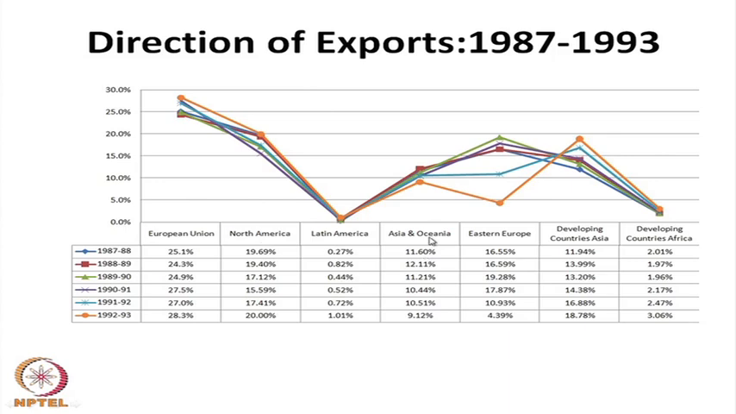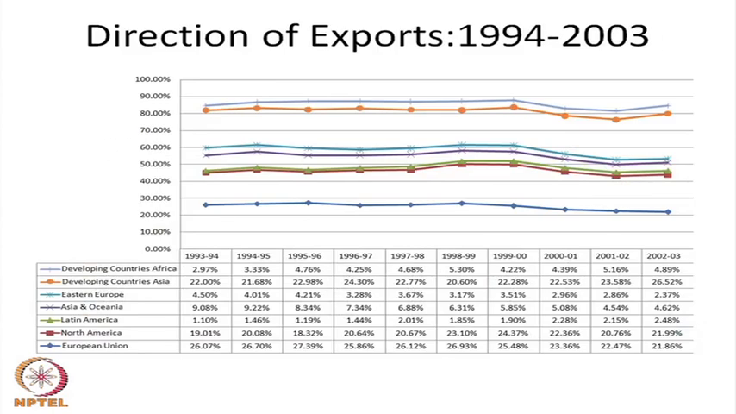However, in the Asia Oceania region, our export has reduced. In Eastern Europe also our export has reduced, because Russia is no longer a significant trade partner for us at present. However, developing countries in Asia have become a bigger trade partner for India, their share has increased in our export basket, and developing countries within the Africa region also increased their share after the economic liberalization.